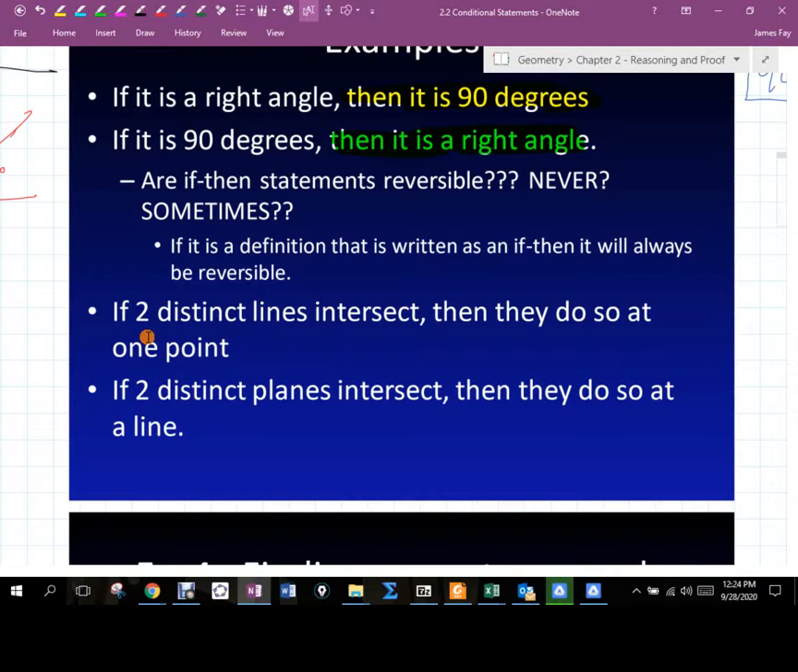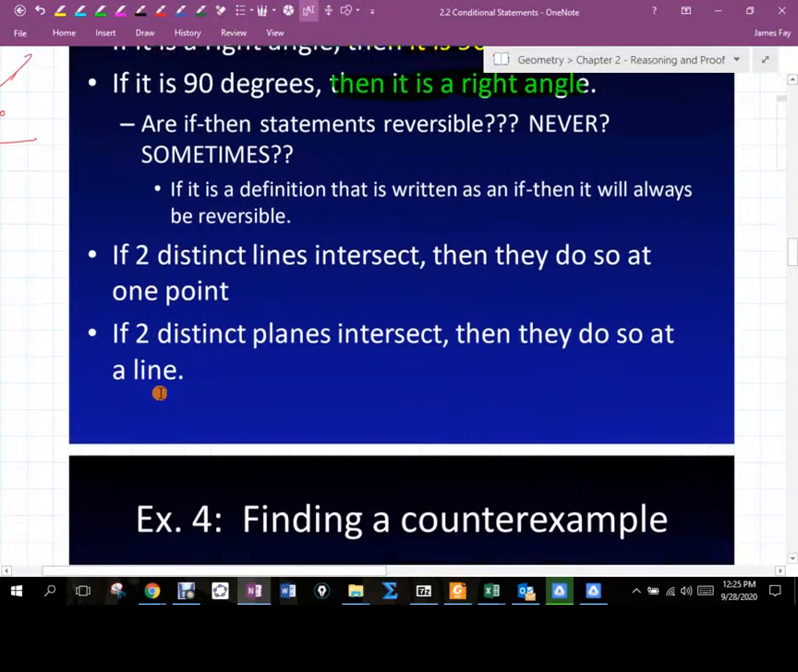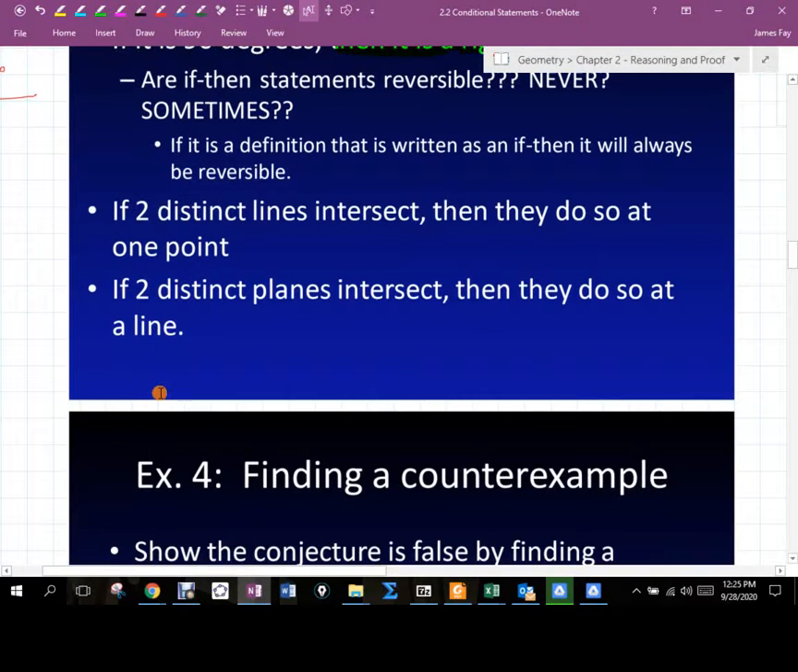If two planes intersect, then they do so at a line. Those are all statements we've already seen in chapter 1. But every mathematical concept that you've learned from the first day you were doing math to now and beyond, as far as you go with your math careers, every single rule is written as an if-then statement.